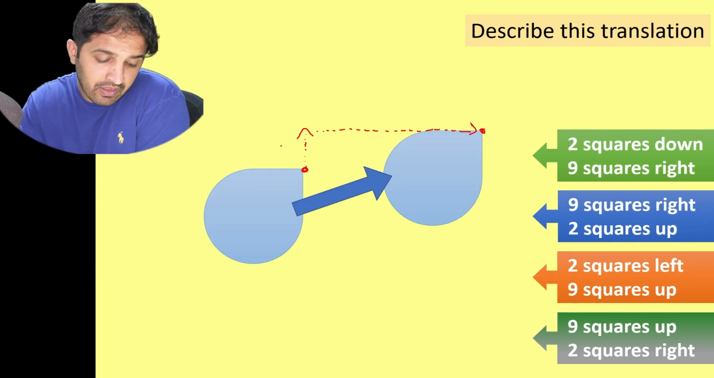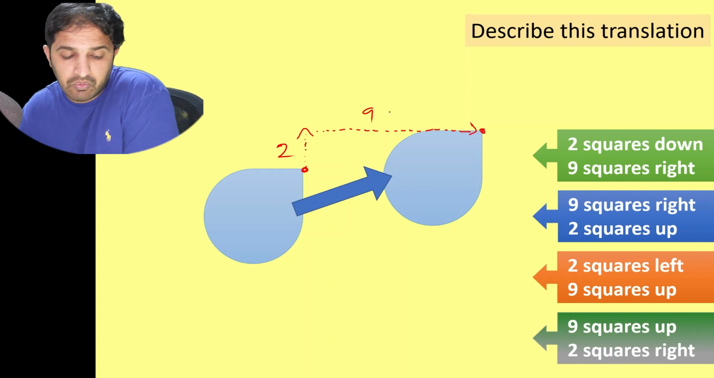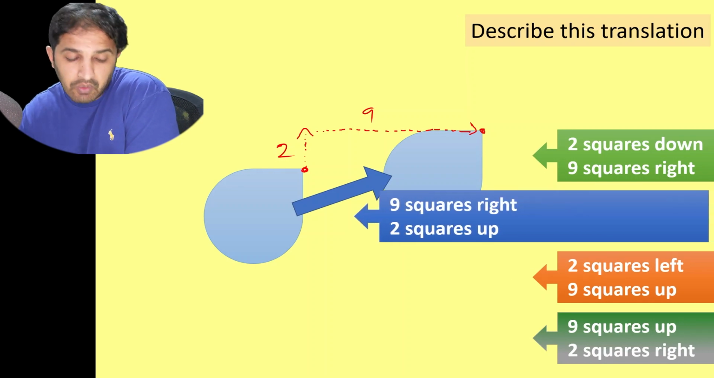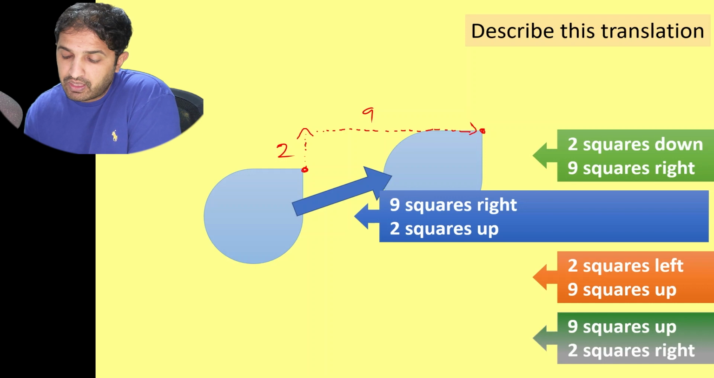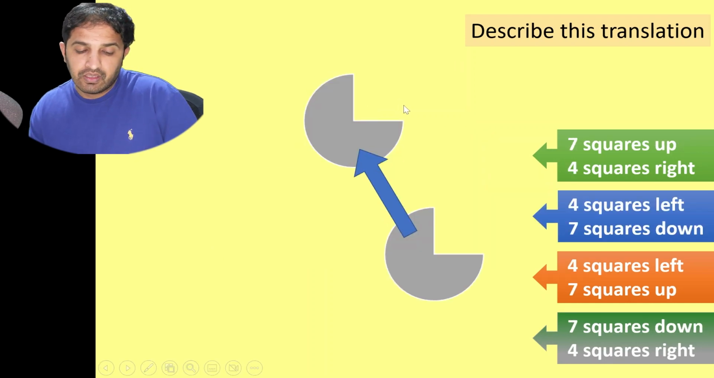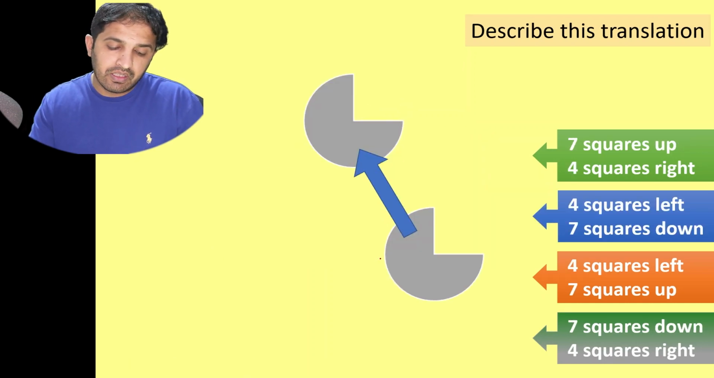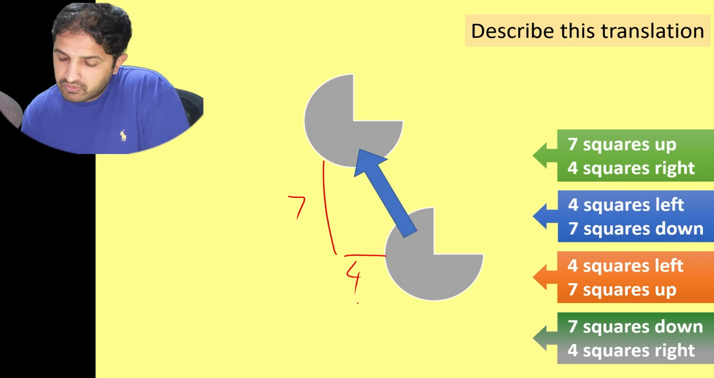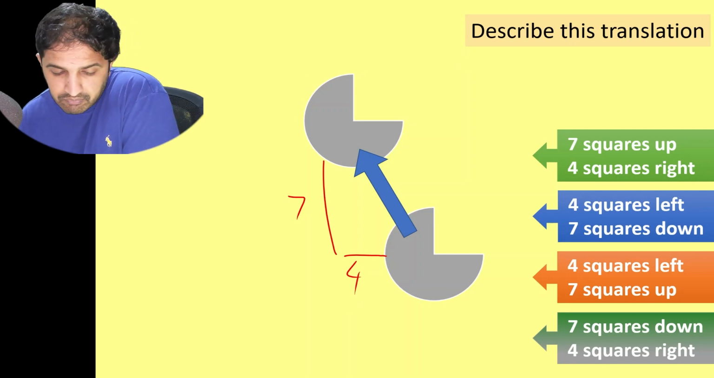Okay, if that distance there seems like it is 2 and that distance there is 9, which translation is that? So it's 9 to the right and 2 up. Okay, so we generally say x before y. Across first and then up or down. So again, imagine that's 4 and that's 7. So 4 to the left and then 7 up.